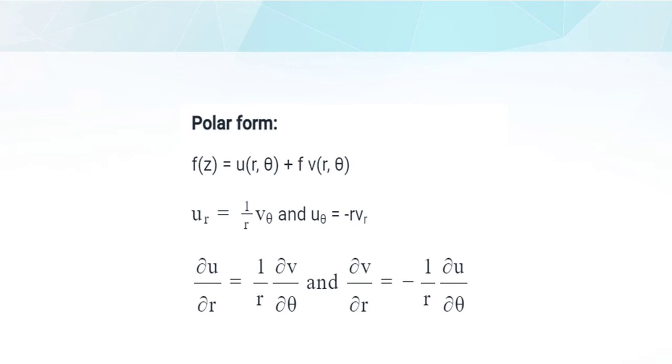Now friends, we come to the polar form of the Cauchy-Riemann equations. We have f of z equals u as a function of r and theta plus i v as a function of r and theta, where u_theta equals minus r v_r and the radial relation gives ∂u/∂r equals 1 by r ∂v/∂theta, and ∂v/∂r equals minus 1 by r ∂u/∂theta.